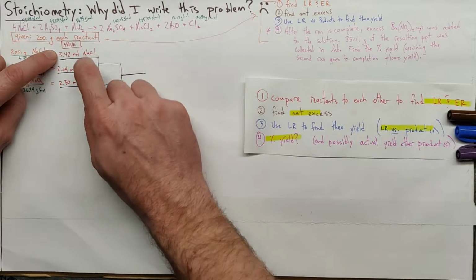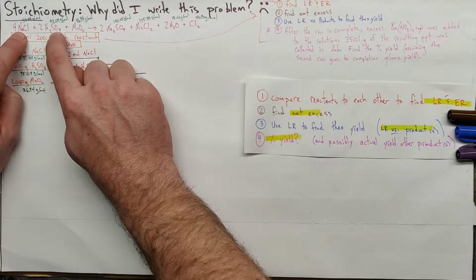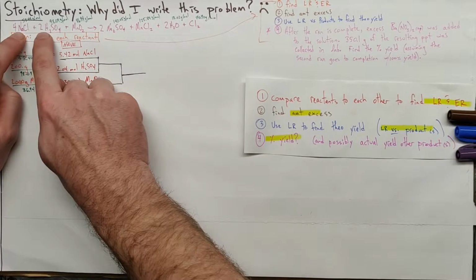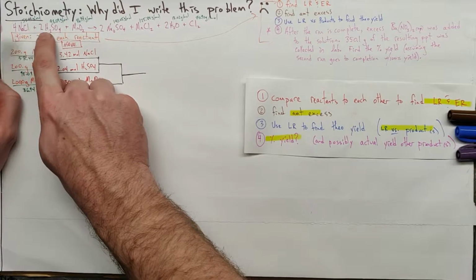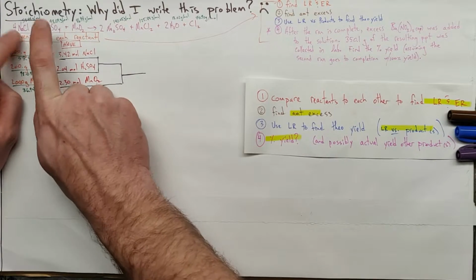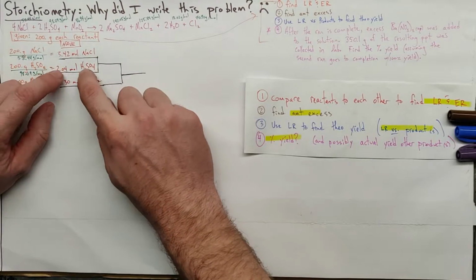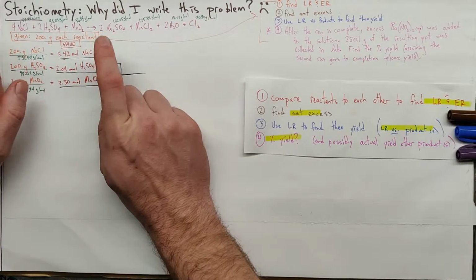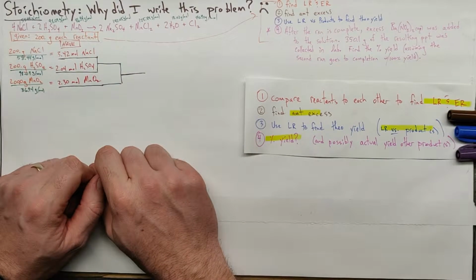And then I'm going to look at the H2SO4 versus the NaCl. And I'll say, all right, I'm supposed to have twice as much NaCl as H2SO4. It's a 4:2, a 2:1 ratio. Twice as much NaCl as H2SO4. Do I have twice as much NaCl? No. So NaCl is my limiting reactant.